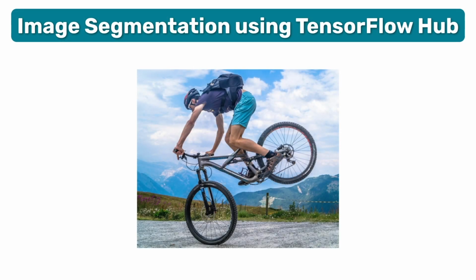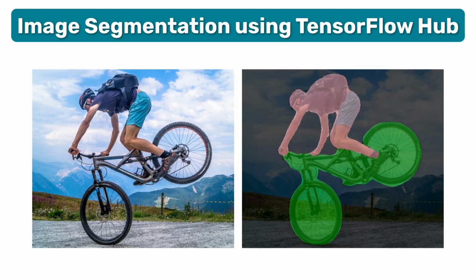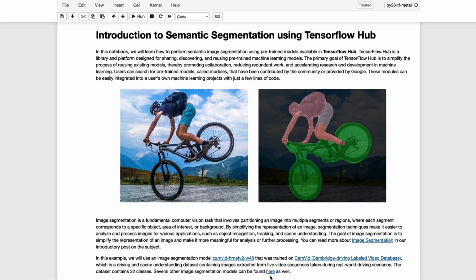Hi everybody, in this video we're going to demonstrate how to use pre-trained semantic segmentation models that are hosted on TensorFlow Hub. TensorFlow Hub is a central repository for sharing and reusing a variety of pre-trained machine learning models provided by Google. TensorFlow Hub contains many other types of models, but the focus of this video is going to be on how to use pre-trained segmentation models to perform inference on some sample images.